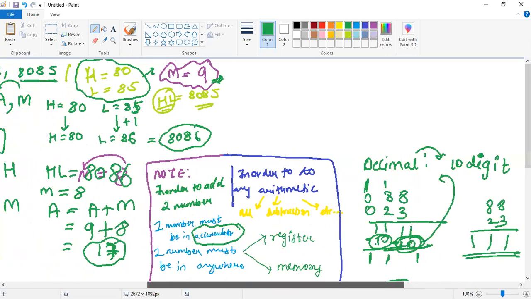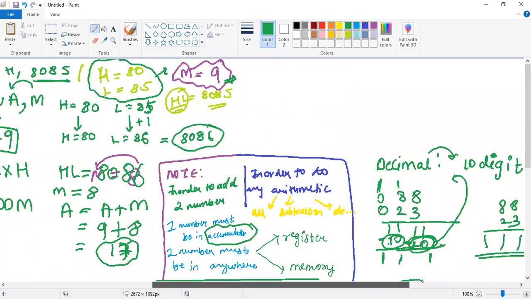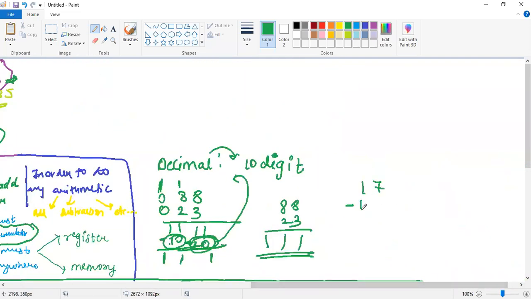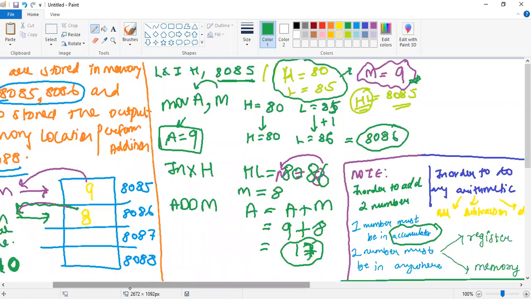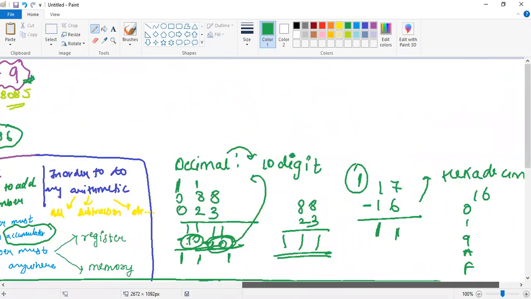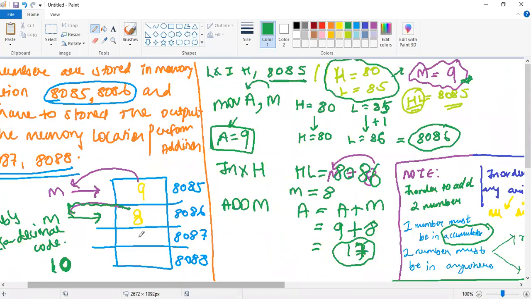Same here. This won't be 17. This will be 17 minus 16. Why 16? Because in the hexadecimal numbering system there are 16 digits, from 0 to 9 and from A to F. So this will become 1, carry 1. So the answer is 11. So here the 11 will get stored.